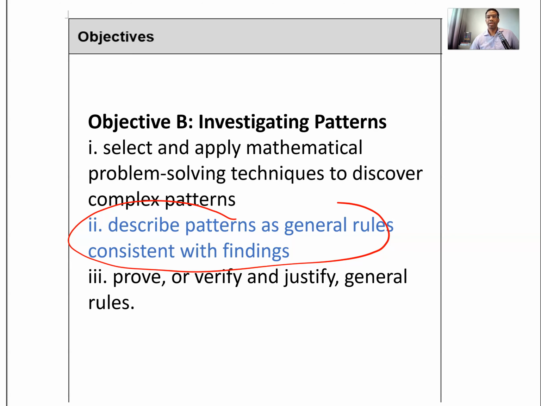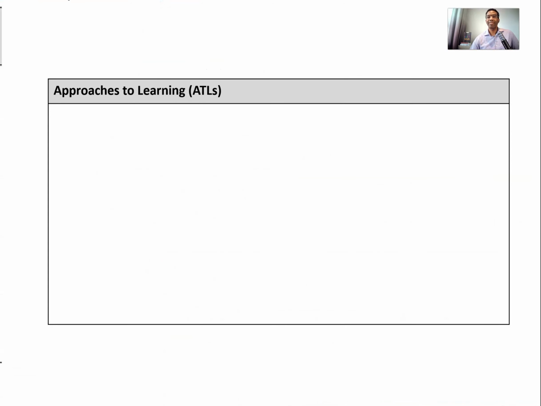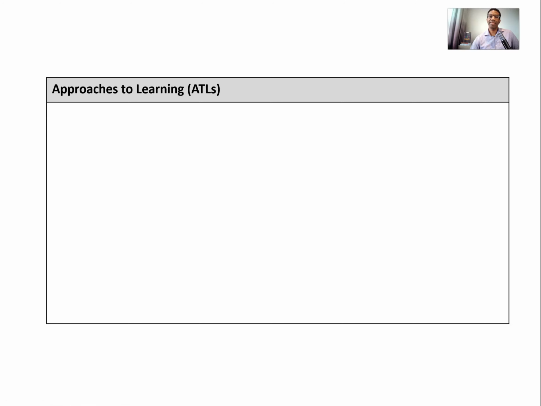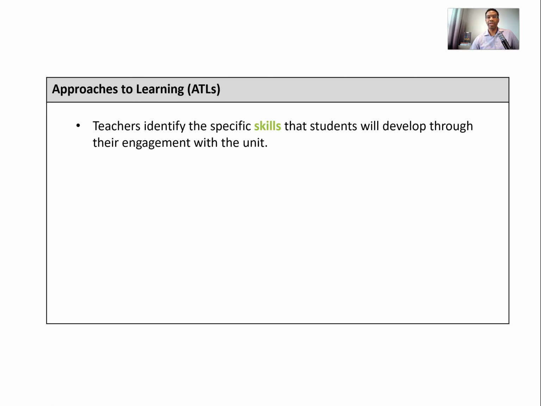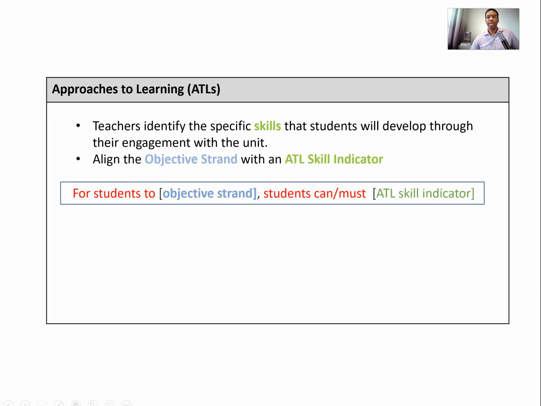Well, in order to assess them on this, we want to be fair. So we want to teach them skills to be successful in that. This is where the approach to learning comes in, or ATL. We're going to identify specific skills that they're going to have to develop to be successful in that strand. So we're going to align the strand with the skill. We're going to teach this skill implicitly and explicitly. So if you can fill out this sentence here, you got it going on. For students to objective strand, students can, must, ATL skill. What am I talking about?